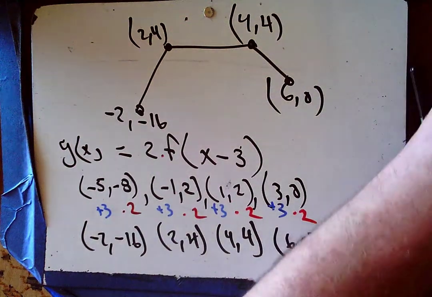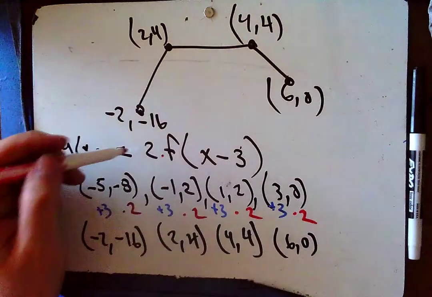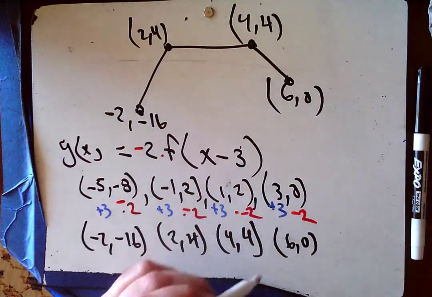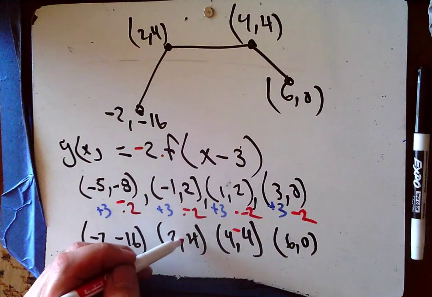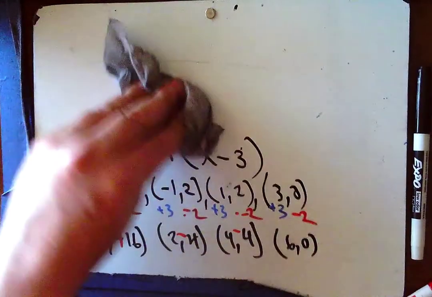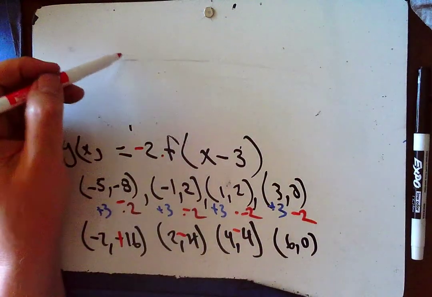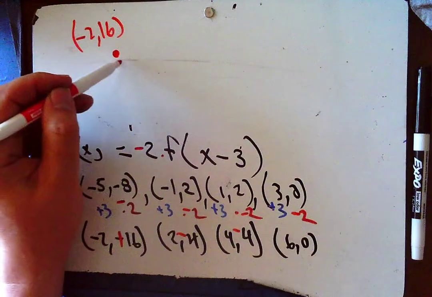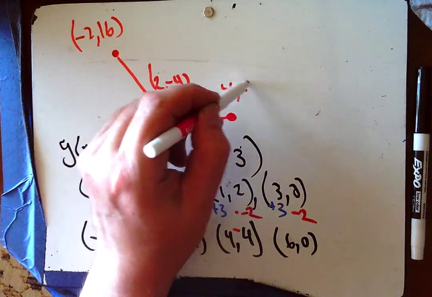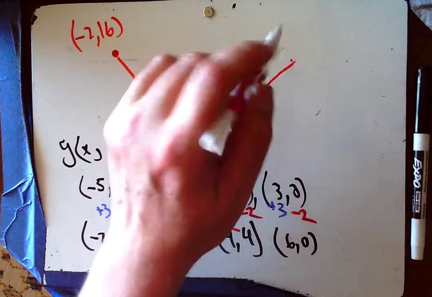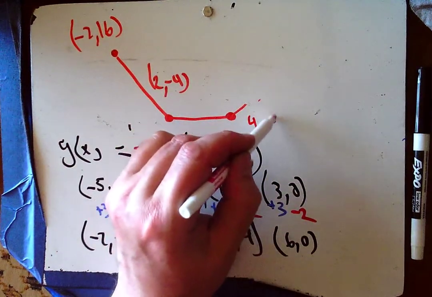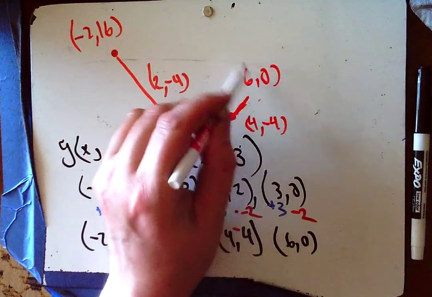Hey, what would happen to this graph if we had done that? What changes? Well, I'd be multiplying by -2 everywhere. And so this would become -4, this would become -4, this would become +16. So what does that graph look like? Well, that graph, because there's a negative out in front, is a reflection. We start over here at (-2, 16), then we go down to (2, -4), we go over to (4, -4), and then we go up to (6, 0).